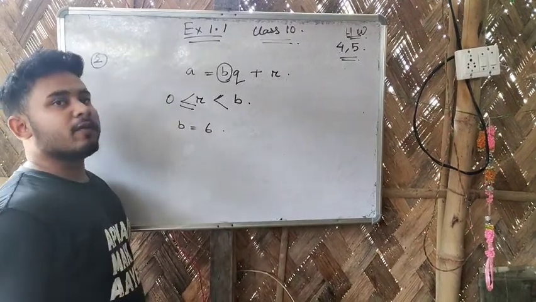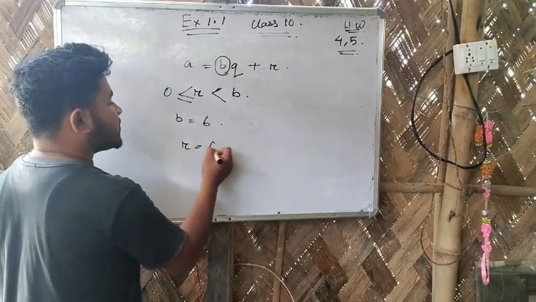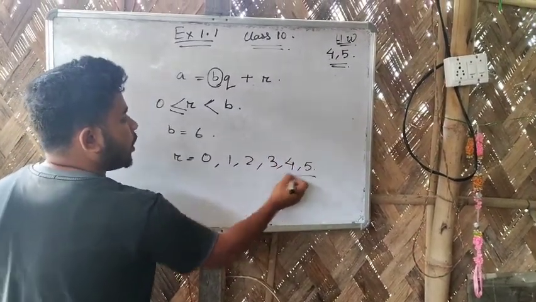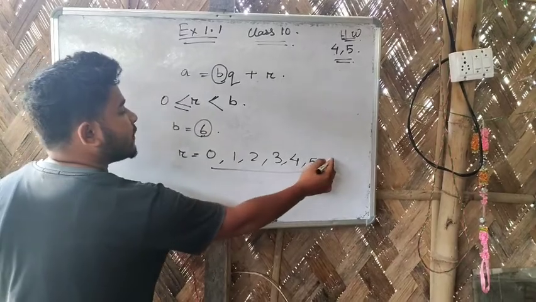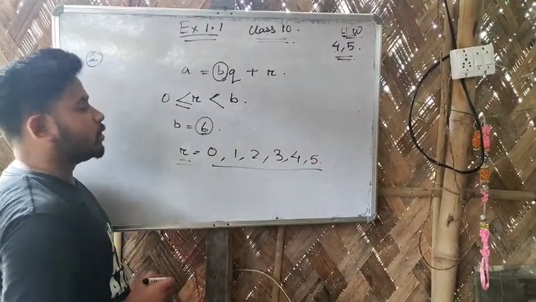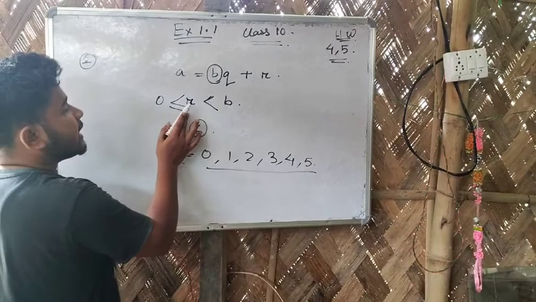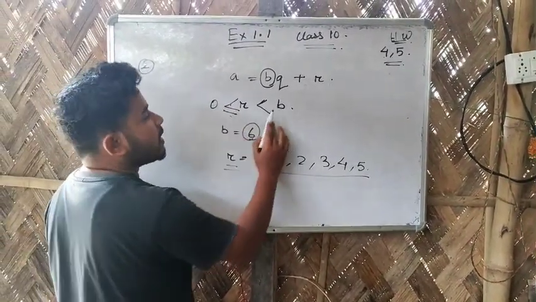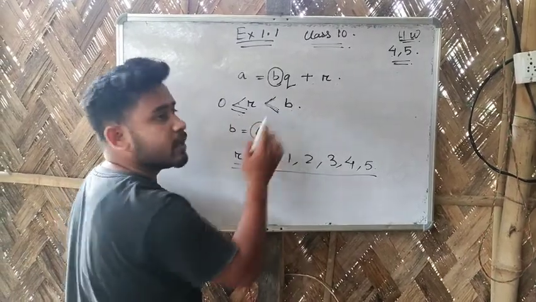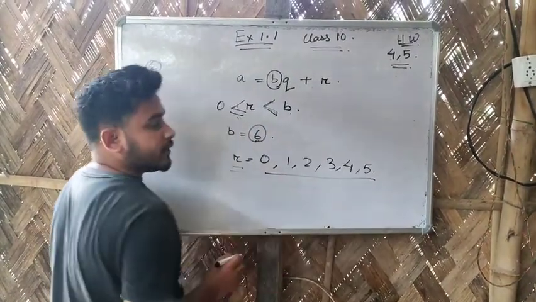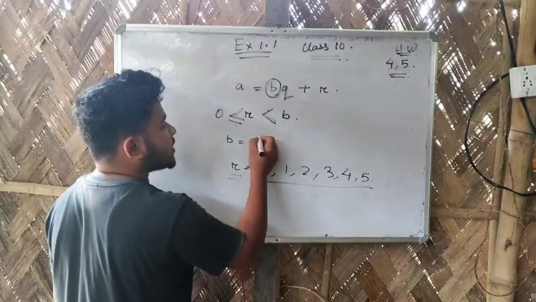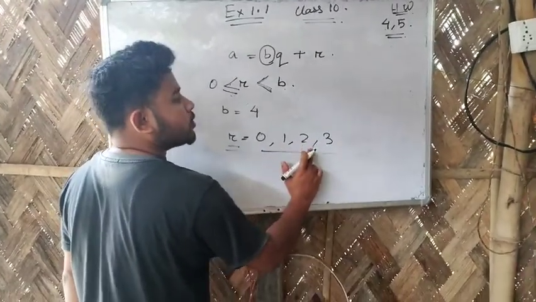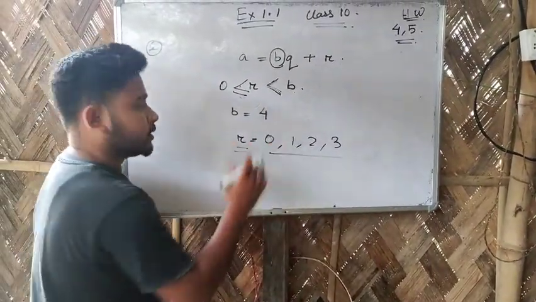Then what can be the value of R? R can be 0, 1, 2, 3, 4 and 5. All the numbers which are less than 6 can become the value of R, because R is always greater than or equal to 0. It can be equal to 0, but it must always be less than B. So starting from 0 up to 5. If B is 4, then the value of R will be 0, 1, 2, 3. I hope you have understood how to find the value of R.